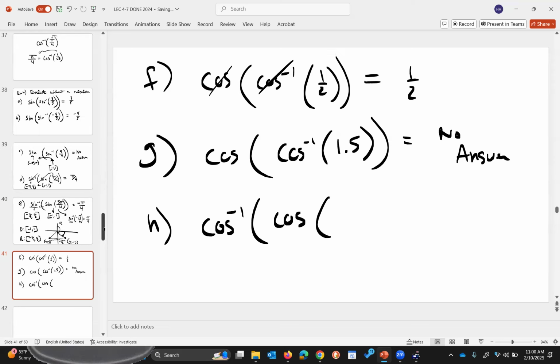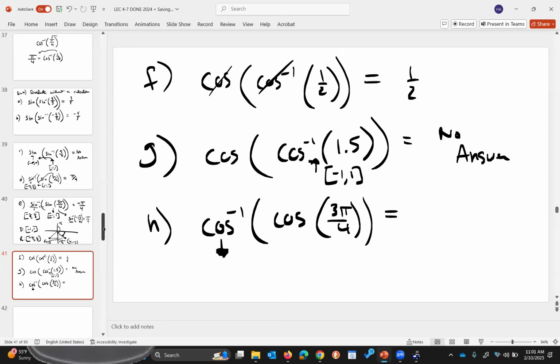Well, this one failed because the domain issue failed, right? This one failed because of this part right here. Okay, this one, let's see if it failed or not. 3 pi over 4. Is that within the range of cosine inverse? So notice over here, we're talking about domain. Over here, we're talking about range because we want to know what the output would be.